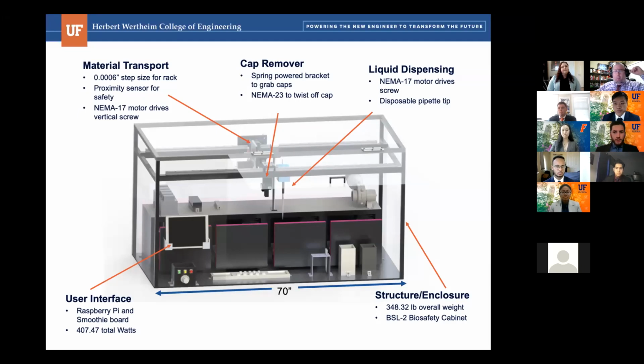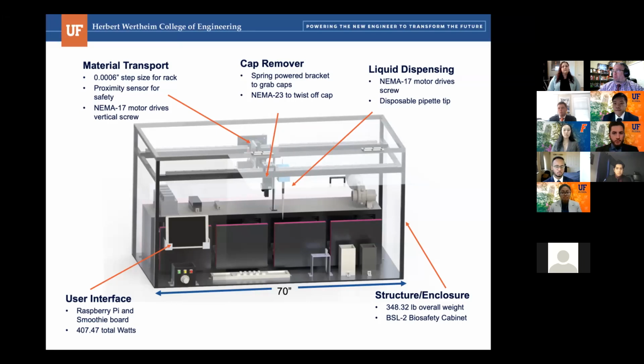Our entire device, to meet all the customer needs, had 8 different subsystems. The first is the user interface, which is easily controlled through an iPad and is the brains behind our entire operation. There are controllers throughout the entire design to move every part autonomously. The structure and enclosure is what encloses all of this. It is made out of aluminum tubing and acrylic glass. It is also a BSL2 biosafety cabinet of a Class 2 Type B2.